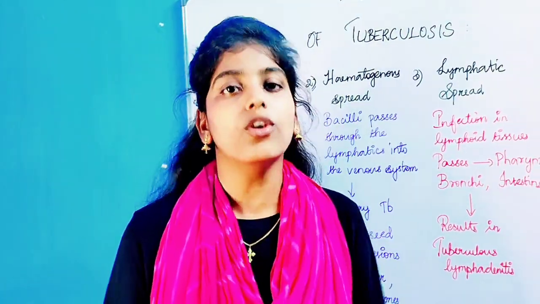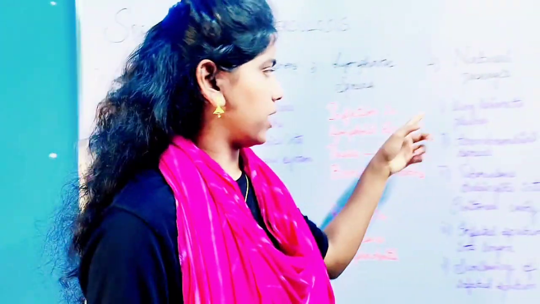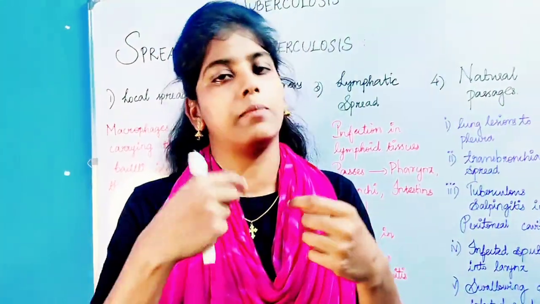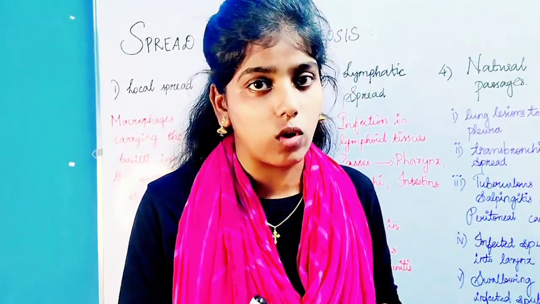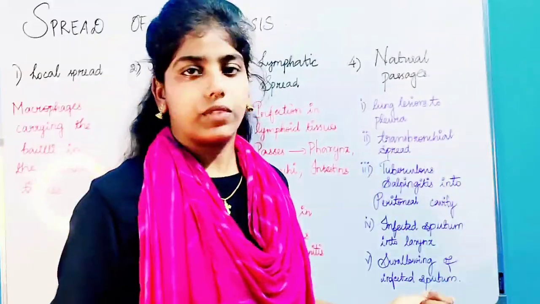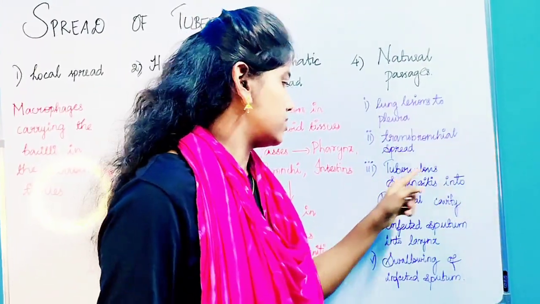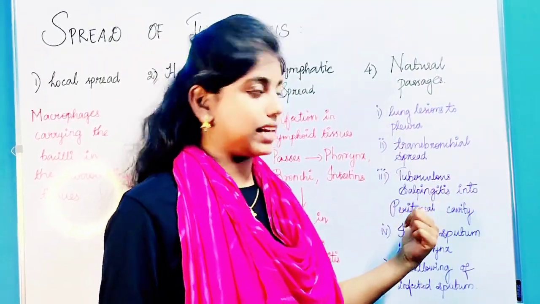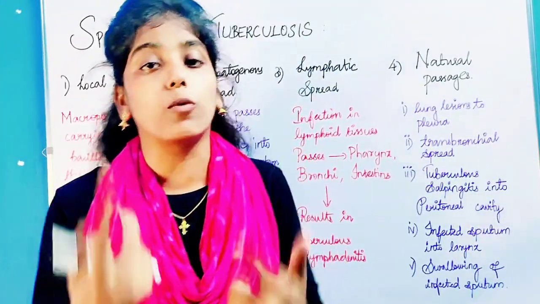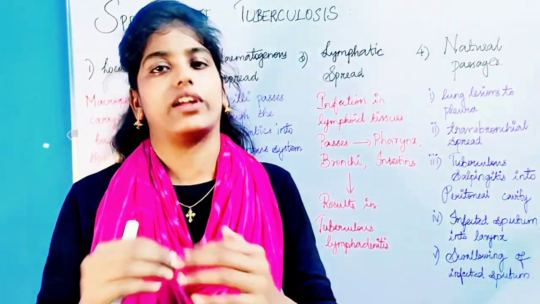And the fourth one is spread through natural passages. So what are all the natural modes? First one is lung lesions to the pleura. If you have certain lung lesions, they may transfer to the pleura. Pleura means the covering of the lung. Second one is transbronchial spread. Through the bronchi, the spread may occur. Third one is through tuberculous salpingitis into the peritoneal cavity. So it may also cause spread. The fourth one is through the infected sputum into the larynx. And the fifth one is swallowing of the infected sputum.